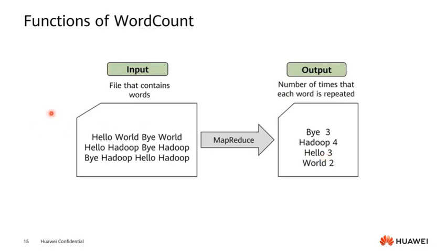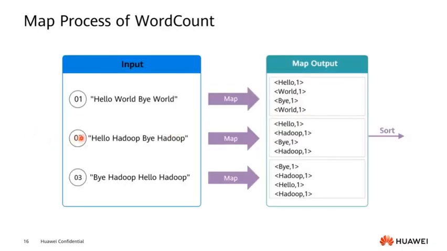Now we have the input and the output of the word count program. Let's look at the detailed process of the map task and the reduce task. Here we have the logic of MapReduce based on the word count application. Suppose we have a text document A, and the user needs to analyze the number of times each word is repeated in A. The mapping process is as follows.